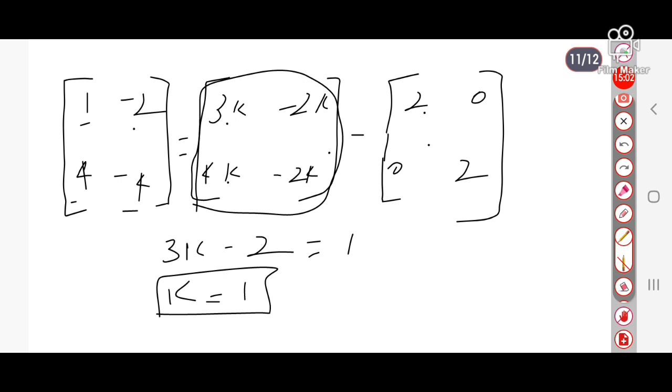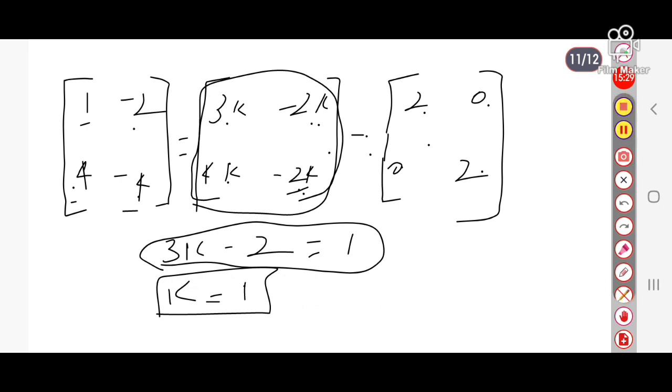So if we substitute here, 4 into 1 is 4, 4 minus 0 is 4. Again over here, minus 2 into 1 is minus 2, minus 2 equal to minus 4. Again over here, minus 2 minus 2 is minus 2. I'm sorry, minus 2 minus 0 is minus 2. As we got to find the value of k, 3k minus 2 is 1. So they have asked us to find the value of k, that is equal to 1.